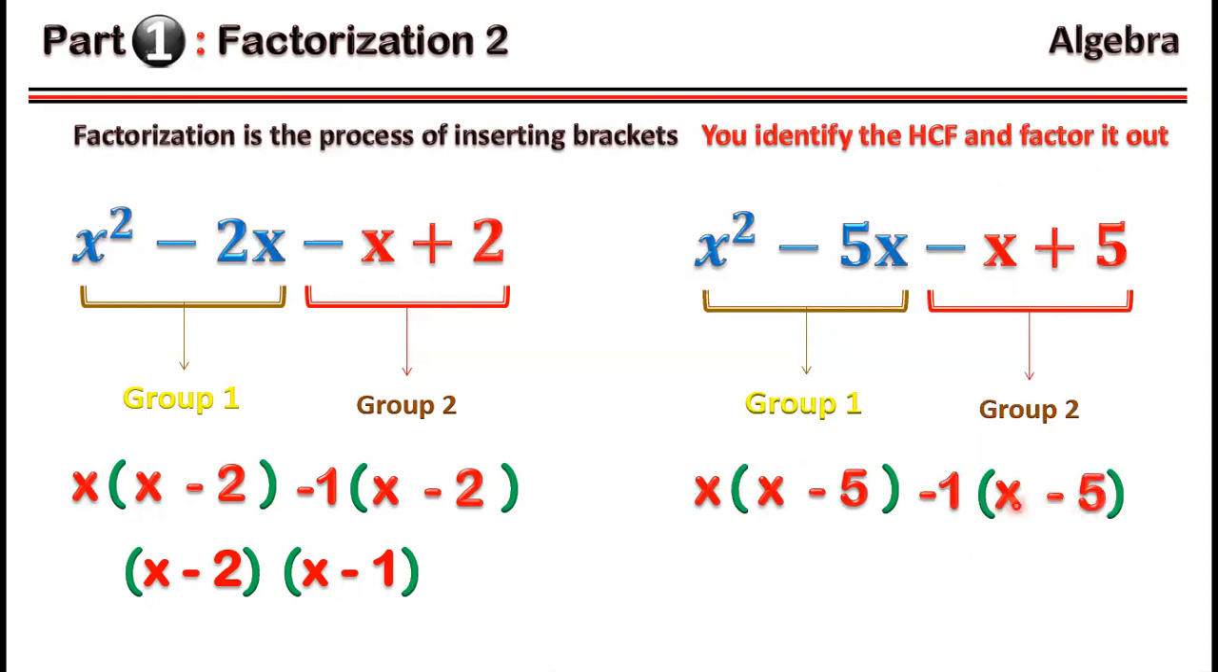The two brackets are now the same. If you use a different sign here, the two brackets will not be the same at the end. So it means I can still factorize again. Here the highest common factor is x minus 5.